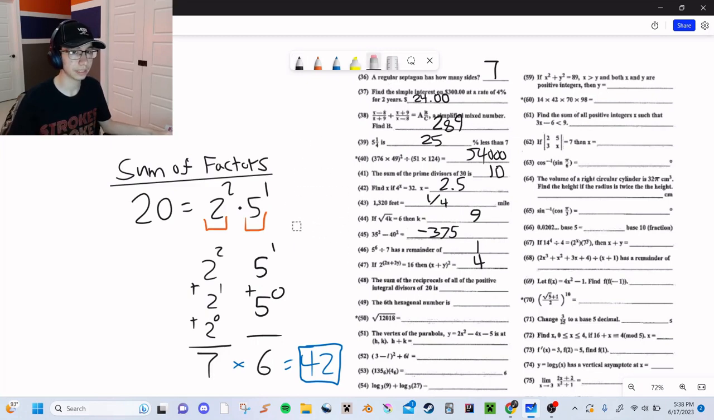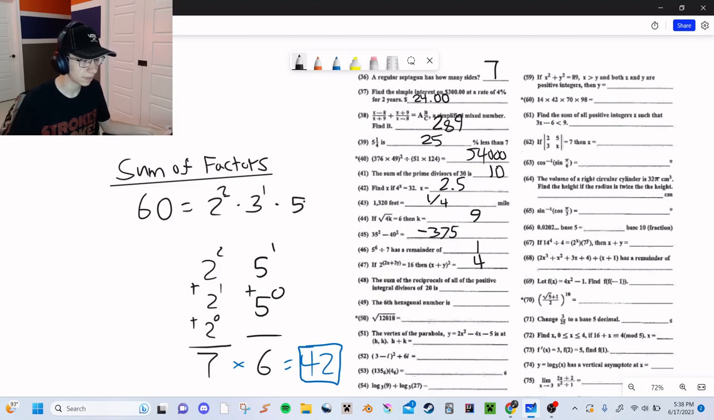Let's do another example to get us familiar with this. Let's say I had 60. So now my prime factorization is 2 squared times 3 to the 1st times 5 to the 1st.